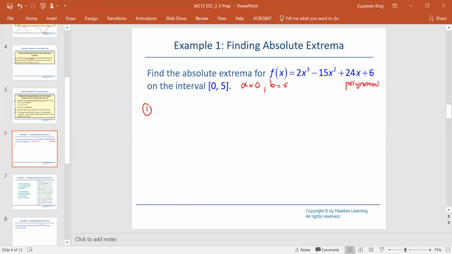Step 1. We're going to find the critical values. To find the critical values, we have to know what f prime is. For this function, the derivative f'(x) is 6x^2 - 30x + 24. This is a polynomial function again, so f'(c) is always defined within the domain, which is the set of all real numbers. So the critical values can be found from letting f'(x) = 0.